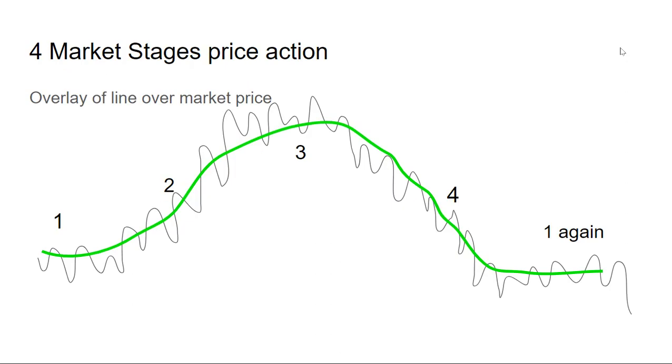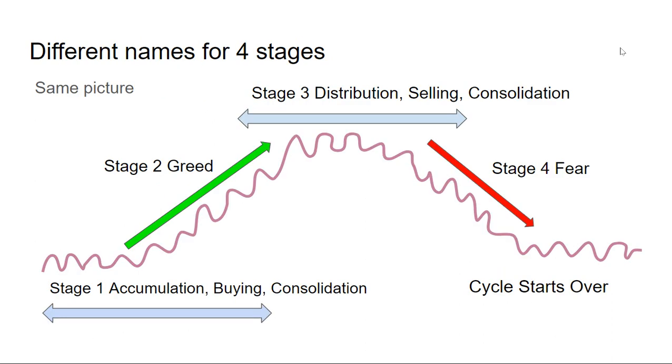Again, this is kind of my basis for entering a trade or exiting a trade. I use the 4 market stages of price action. I'll explain that a little more to you. There's different names for the 4 stages, such as accumulation, greed, fear, distribution, consolidation, plateau, a peak, a trough. So you'll hear these different terms used in the media.